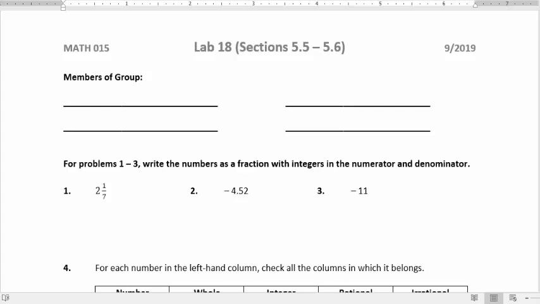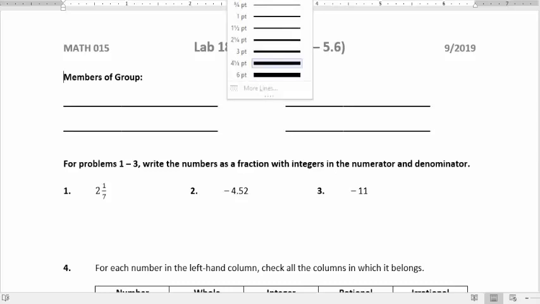As promised, here's my video for Lab 18, which we didn't get to in our online meeting this week. So, two main topics in these sections. The first one is sets of numbers, so you're dealing with rational, irrational, whole, counting, and integers. And then you're dealing with averages, measures of central tendency, namely mean, median, and mode.